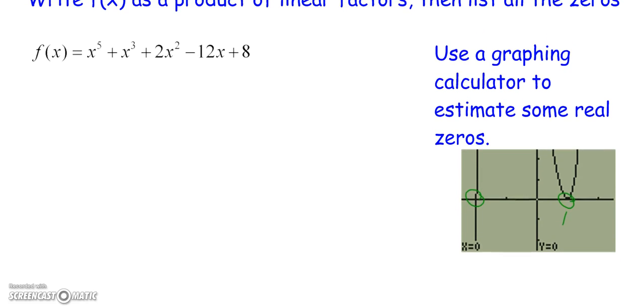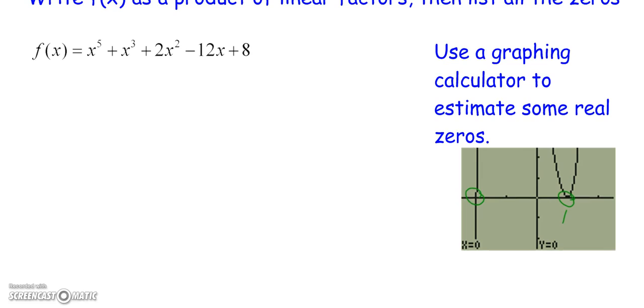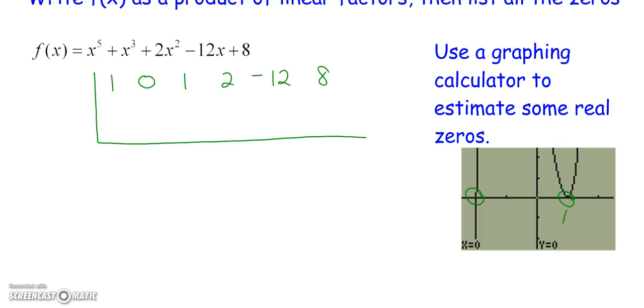So if we think 1 is a 0, then we're going to use our synthetic division. So 1, 0, 1, 2, negative 12, 8. We're going to use our synthetic division and prove that x minus 1 is a factor and that 1 is a 0. Now notice those two, again, closely related, just like the last slide.